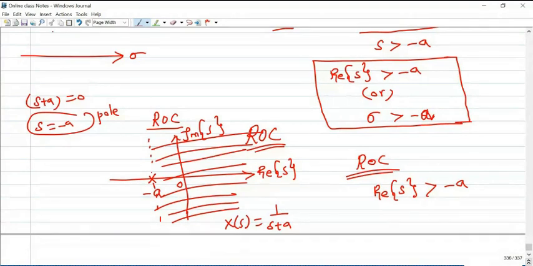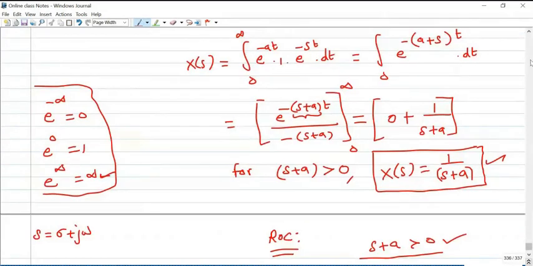Okay. So for any given problem in the Laplace transform, we have to find the X of s result also, and simultaneously check the condition for the region of convergence.